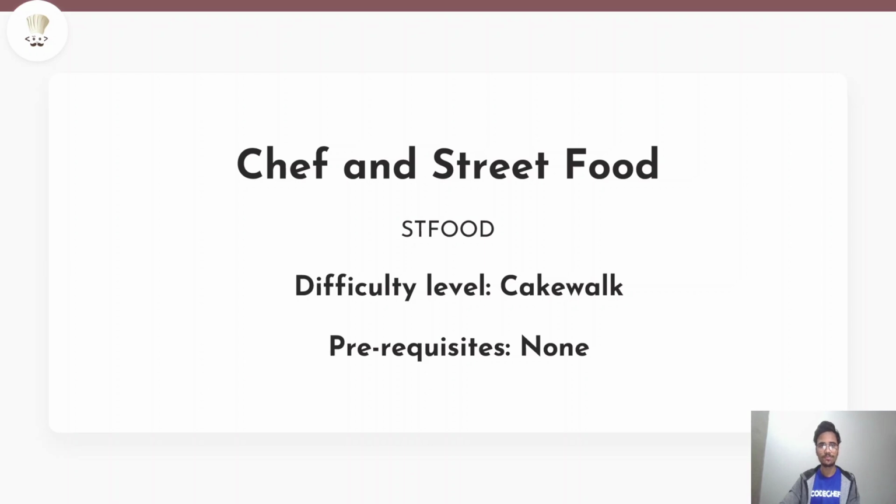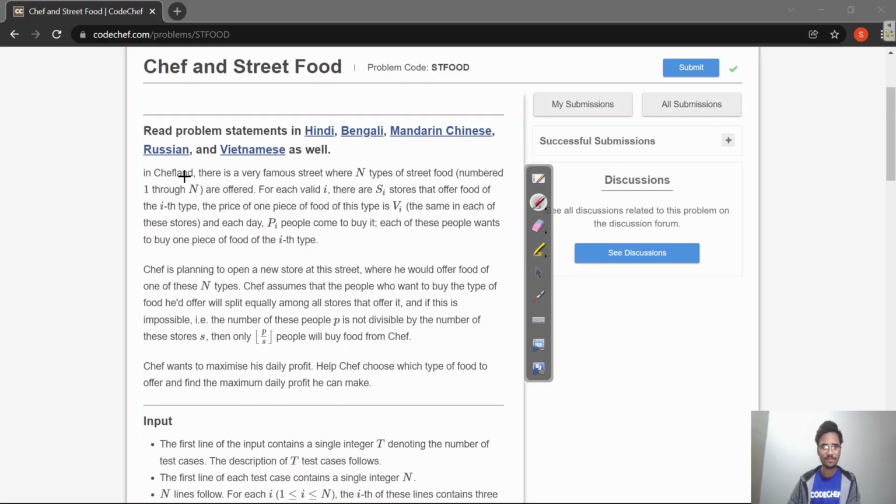Hey guys, my name is Saurabh and today we are going to solve an interesting problem whose name is Chef and Street Food. Its code is STFOOD. Difficulty level for this problem is Cakewalk. So let's move to our problem statement. So this is our problem statement.